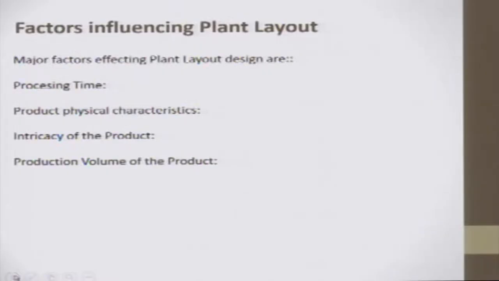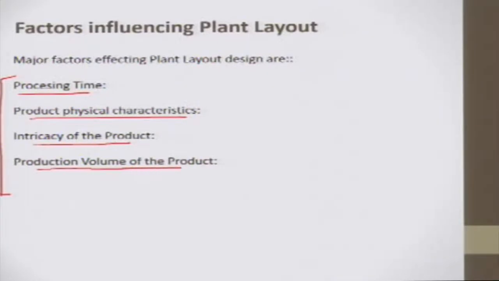The major factors that influence the plant layout are processing time of the product, product physical characteristics, intricacy of the product, and production volume of the product. Now, what is processing time? It is actually the material handling time.